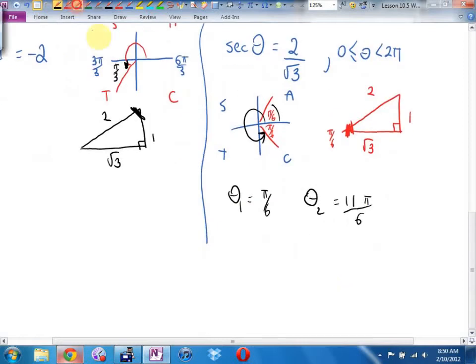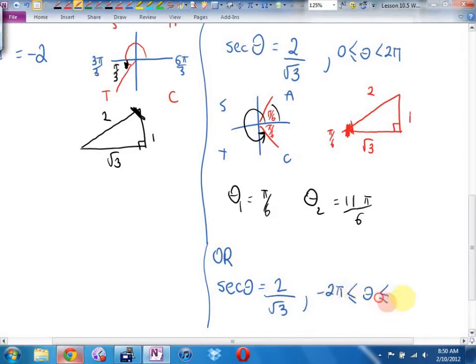Hey. How about, what if I gave you this same question, solve secant theta equals 2 over root 3, but instead I said this, negative 2 pi less than or equal to theta less than or equal to 0. Mr. Dueck. What if I said instead, I want you to find the angles that exist there, not the ones between 0 and 2 pi. And I like this question.